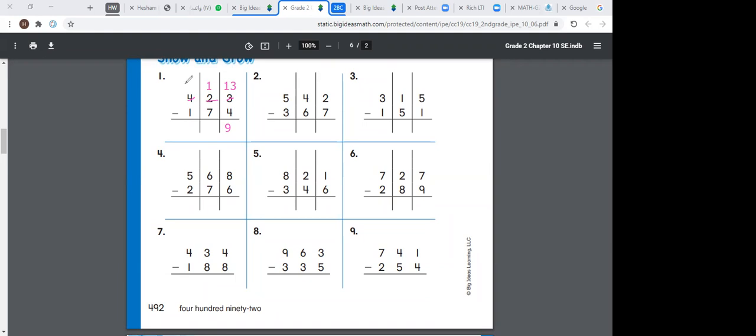Equals what number? 11 minus 7 equals 4, and 3 minus 1 equals 2.